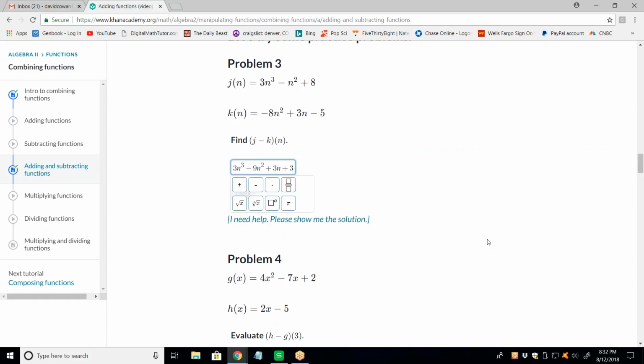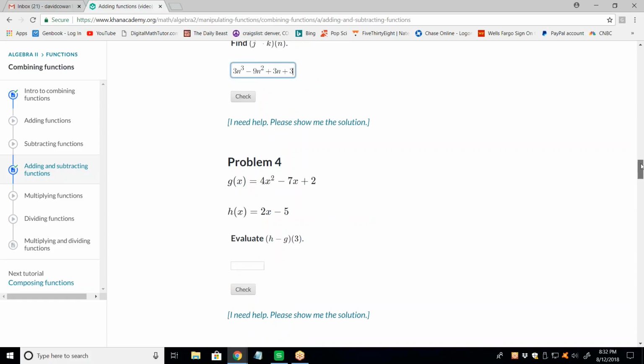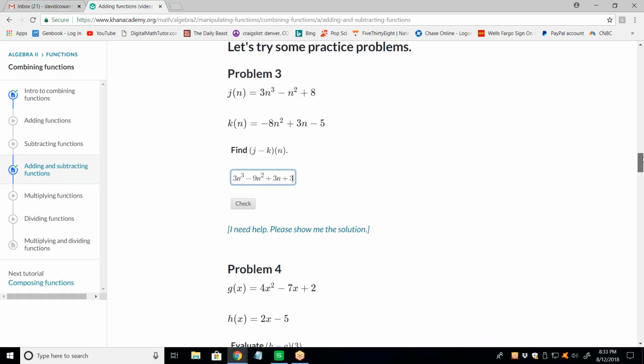How come it doesn't let us check that? Oh, there it is. It just took a while to come up. Oh, darn. What do we do? Ah, we were subtracting. And it's j minus k. So the 3n cubed is correct. And then we got minus n squared minus 8. Aha! There's our problem right there.